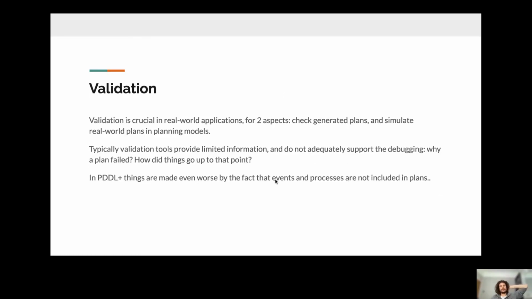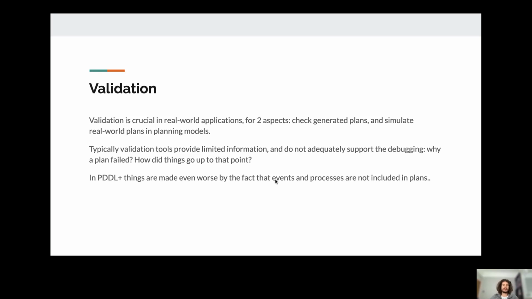And finally, there is the validation point. Validation is crucial in real-world applications for 2 aspects. One, of course, because you want to check that your generated plans make sense, at least with regards to your model. But secondly, you want to simulate real-world plans in the planning models to make sure that your planning model is adequate and accurate to represent what is going on in the real world.